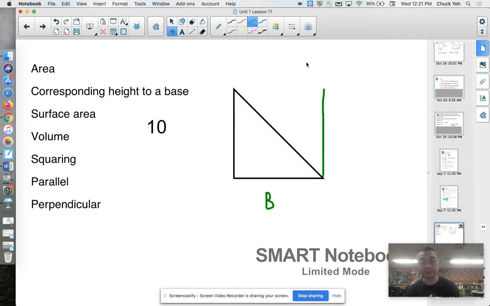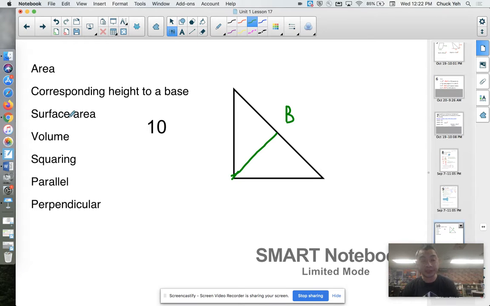All right. What if the base was here? Would this be the corresponding height? It's going to the opposite vertex, but it's not, because it's not 90 degrees. Again, remember it has to be 90 degrees. How about here? Sorry, I'm supposed to hit the opposite vertex. Yes, now that's 90 degrees. Okay, so that would work.